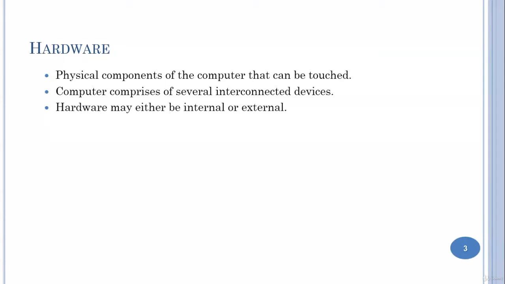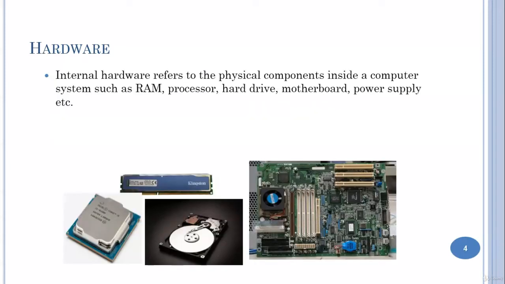Now, let's see the difference between internal and external hardware. Internal hardware refers to the physical components inside a computer system. For example, the random access memory known as RAM, processor, hard drive, motherboard, power supply, and other internal devices, for example, the sound card and the video card. These all constitute the internal hardware.